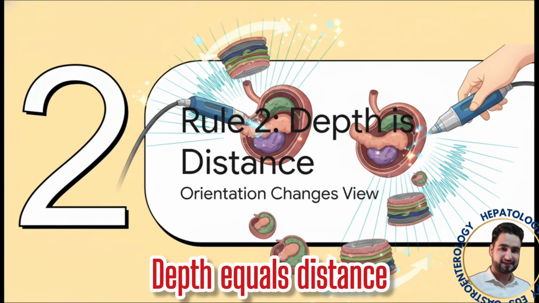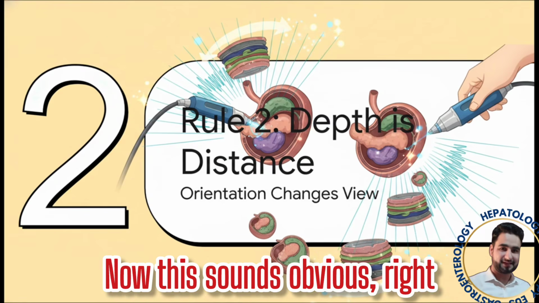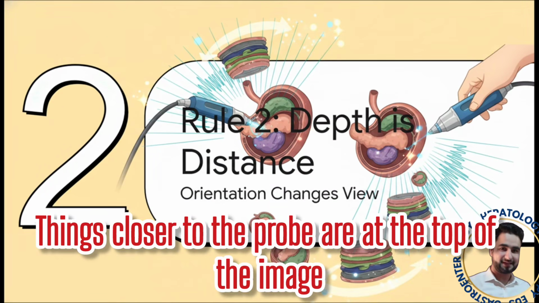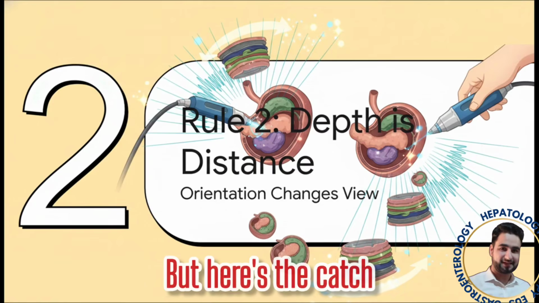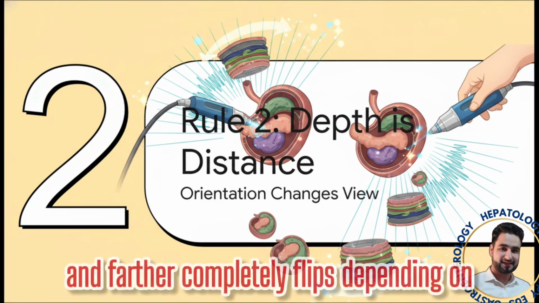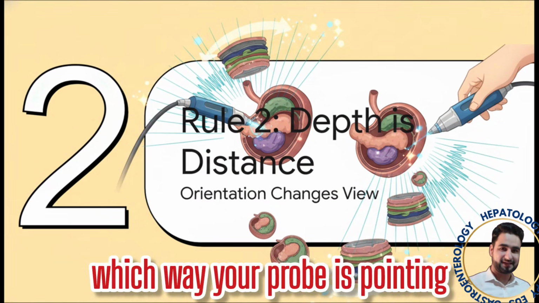All right, building on that, let's get to rule number 2. Depth equals distance. Now, this sounds obvious, right? Things closer to the probe are at the top of the image, things farther away are at the bottom. But here's the catch. The meaning of closer and farther completely flips depending on which way your probe is pointing.